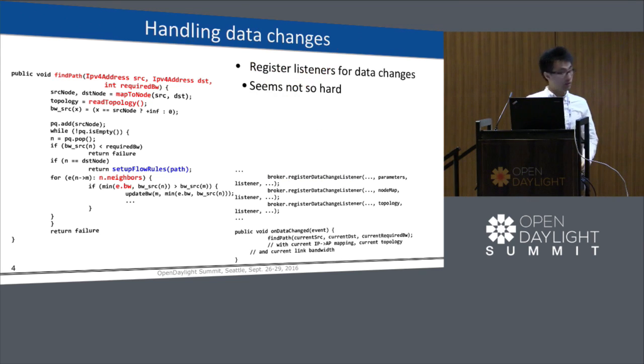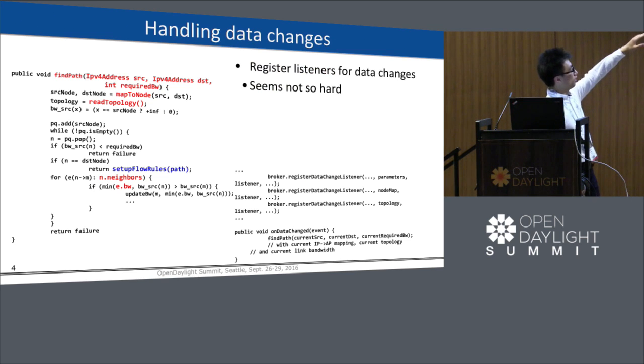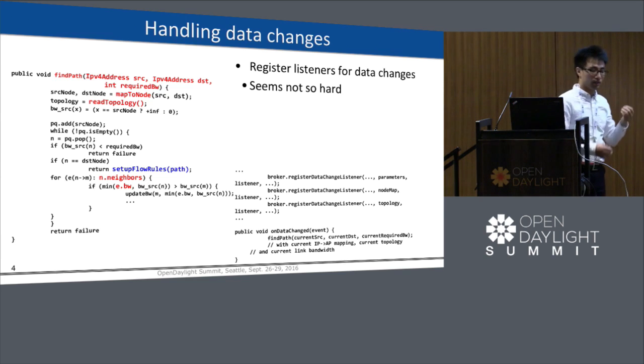OK, so the next step is that we register all these data change listeners to the input so that we can be notified when the data change happens. We also have to implement this onDataChange listener class. The simplest way to restore the state is to execute the program again with the current status.